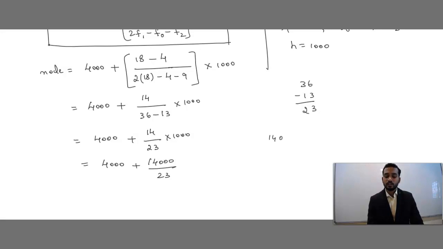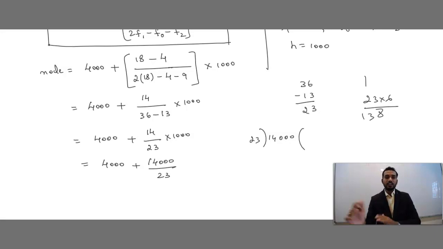Correct? See here, whichever division you know, you can do it, no issue. In 23 tables, 14 doesn't go, right? So shall we multiply 23 into 6? At least we have to get 140. 6 3s are 18, 6 2s are 12, 12 plus 1 is 13, 138. It is nearest to 140. Yes. Always give preference to 6 first. If it is less, increase to 7, 8, 9. If it is more, decrease to 5, 4, 3. So remember 6 is the lucky number. 23 6s are 138. Correct?